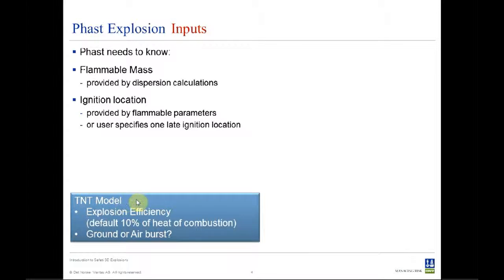The TNT model, if we're to use that method, requires an explosion efficiency value, which is 10% by default, 10% of the heat of combustion of the flammable material. And then you specify whether there's a ground or air burst. It's a fairly simplistic model, only those two inputs required.